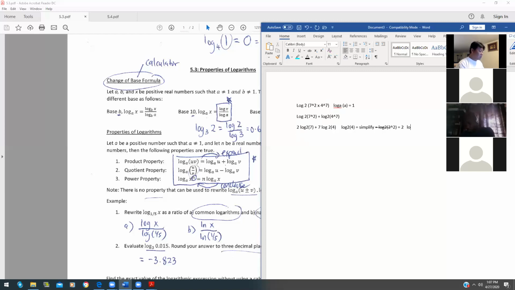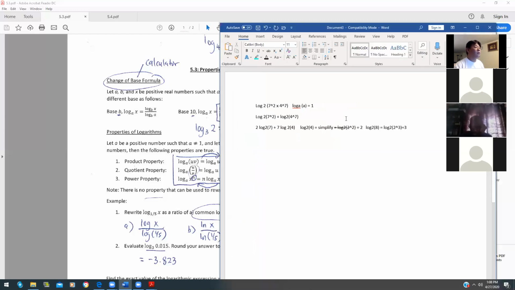So can someone tell me what log 2 8 is? Anyone know what log 2 8 is? Can we change 8 to a power of 2? 8 is 2 to the power of what? 3, yes. So log 2 8 in this case is 3. So that's why log 2 8 is 3, and log 2 4 is 2.